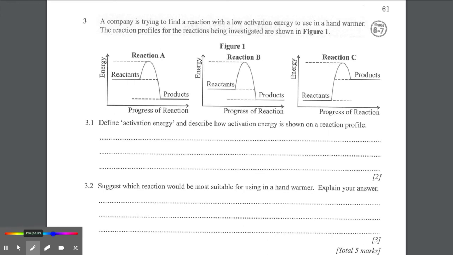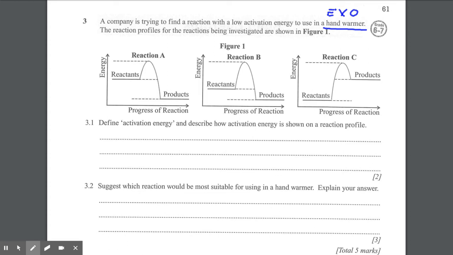Okay, so looking at question 3, this time on exothermic and endothermic reactions, it's asking us to look at a company trying to find a reaction with a low activation energy to use in a hand warmer. So this is different to question 2 previously, which was looking at endothermic reactions. This is asking us to look at something which is going to be used as a hand warmer, and so we have to be thinking immediately that we must be having some sort of exothermic reaction, therefore something which has to give out heat.